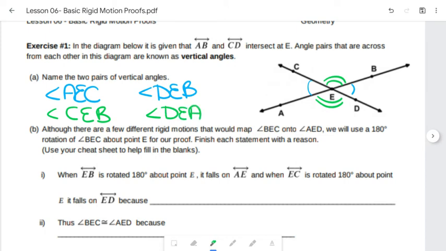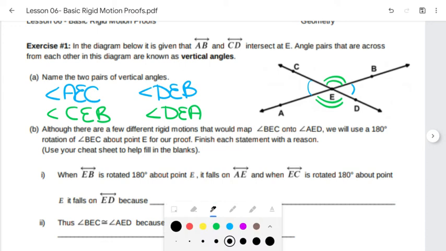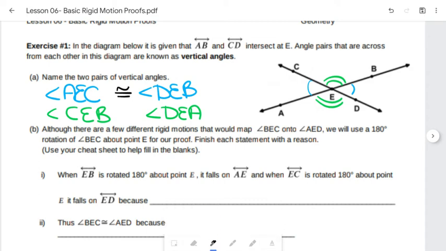And notice with the blue arcs, I only put one, and the green arcs, there's two, because that's just an indication of which ones are congruent to each other. So remember, vertical angles are always congruent. Any pair of intersecting lines will form vertical angles. So angle AEC is congruent to angle DEB, and angle CEB is congruent to angle DEA.